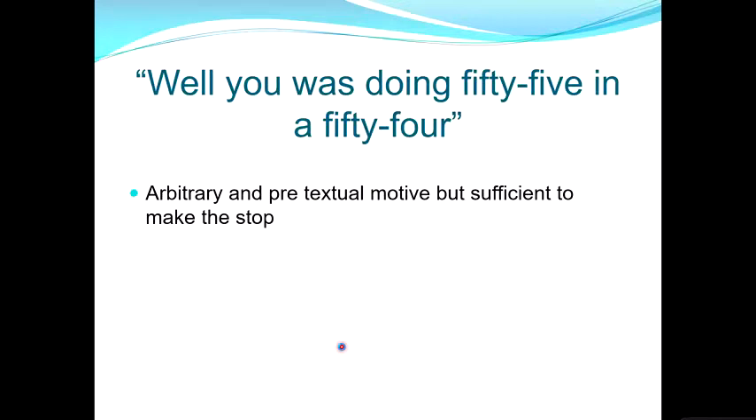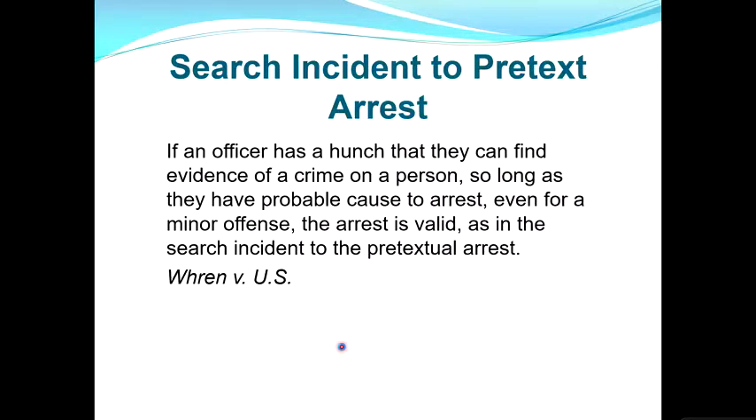Well, you were doing 55 in a 54. It's an arbitrary and pretextual motive, but it is sufficient to make a stop. The police can stop you for going 1 mile an hour over the speed limit. Now, they don't usually do that, but they can. You think about it, the police might see a suspicious vehicle and they want to stop them, so they'll say, well, we're going to wait for them to make a minor traffic infraction, something like that, which almost everyone inevitably does, and then they stop them for that, and they have said that that is fine.